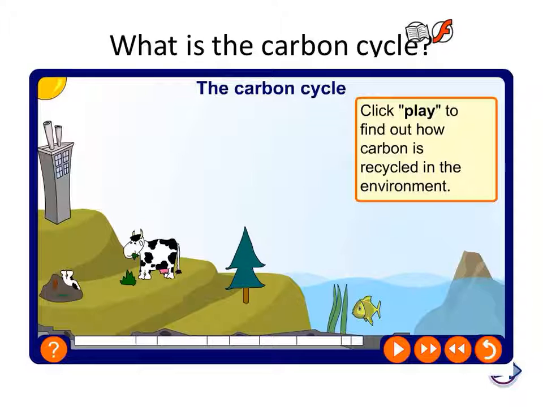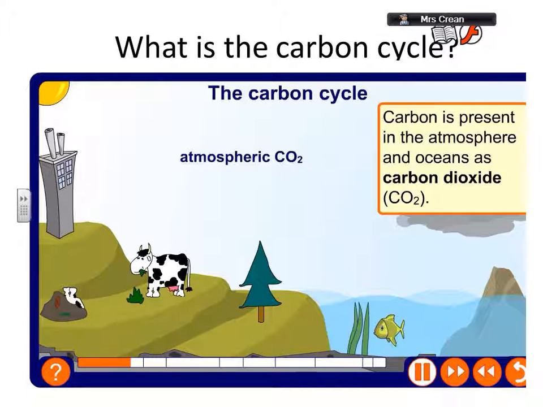Let's take a look at exactly how the carbon is recycled within the carbon cycle. The element carbon is a black solid. However, when it is combined with other elements such as oxygen to make carbon dioxide, it is an odourless, colourless gas that can be used by different life forms.